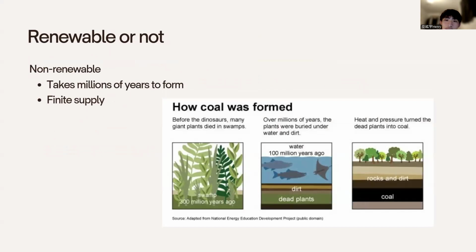And unfortunately, fossil fuels are non-renewable. That means that because they take millions of years to form, we can't replenish them on a human time scale. So once we use them up, they're all gone. So sustainability is a big concern for the usage of fossil fuels. As you can see, it takes maybe 100 million years to get them.